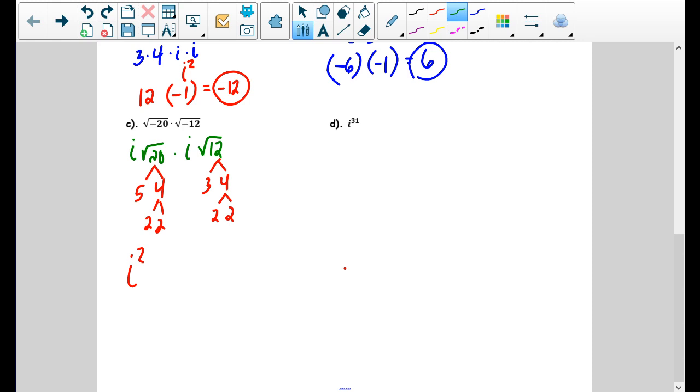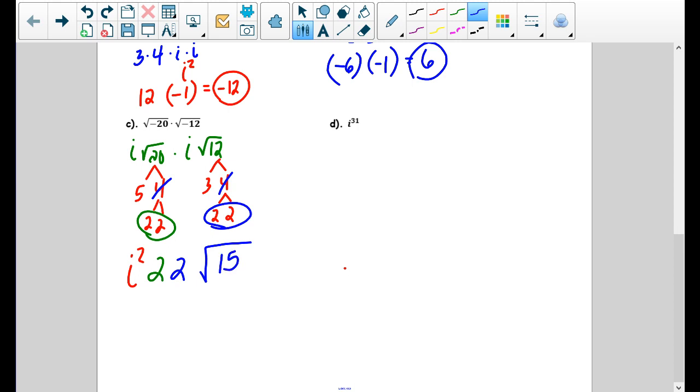And then what pairs do I have? Well, I have a pair of 2's here, so that 2 comes out. I have another set of 2's here, so this 2 can come out. And then what's left? Well, we used those, so I have a 5 and a 3. So what's 5 times 3? 15, so that's going to go back under the root.